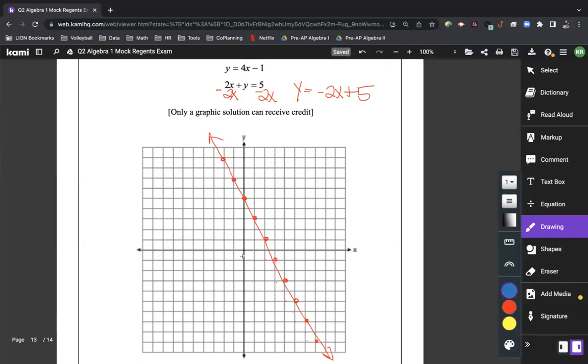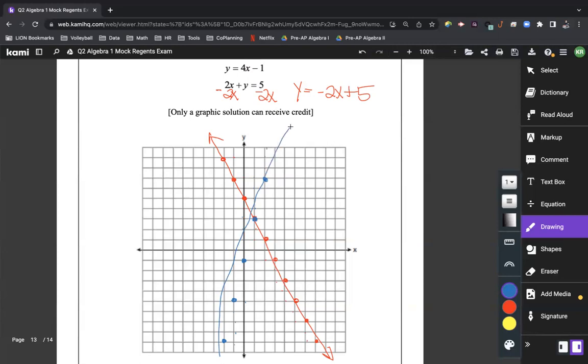Going back to blue. Here, start at negative 1. Up 4, 1, 2, 3, 4, right 1. 1, 2, 3, 4, right 1. 1, 2, 3. Don't have any more space. Go back to my starting point, do the opposite. 1, 2, 3, 4, left 1. 1, 2, 3, 4, left 1. That's it.